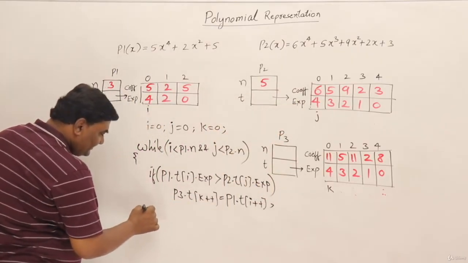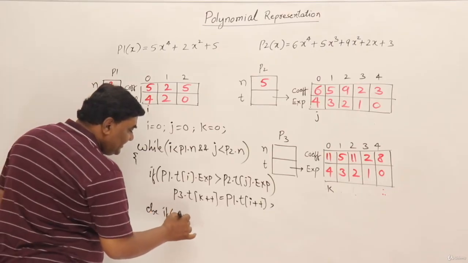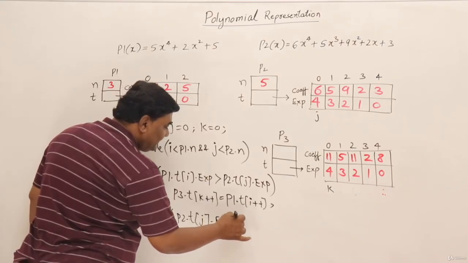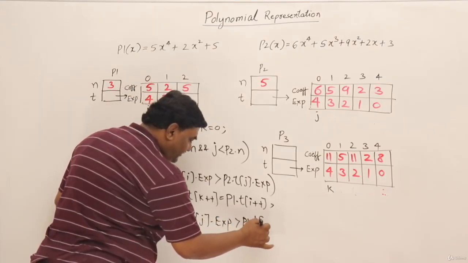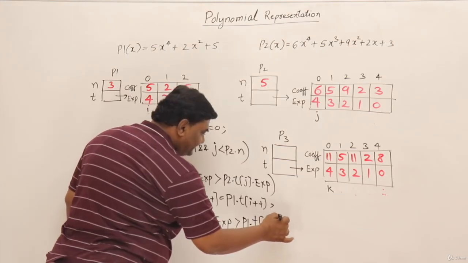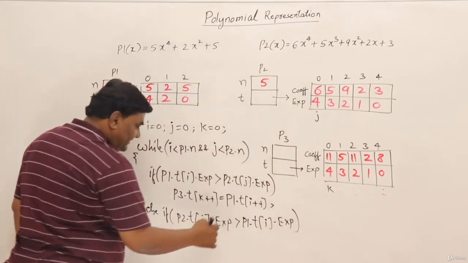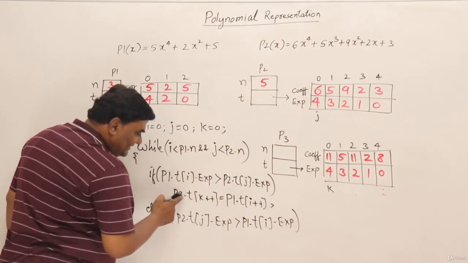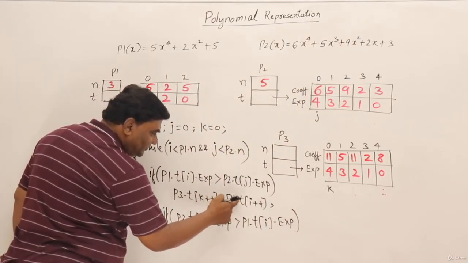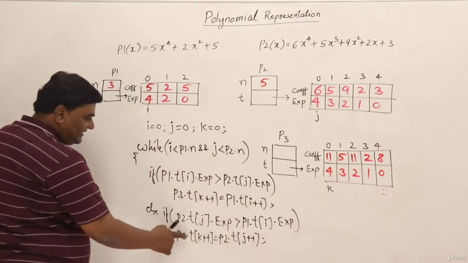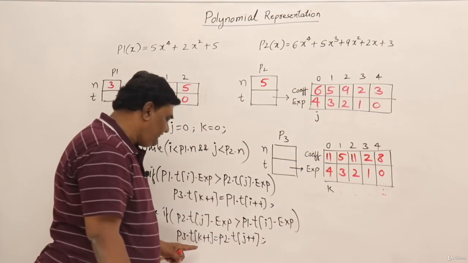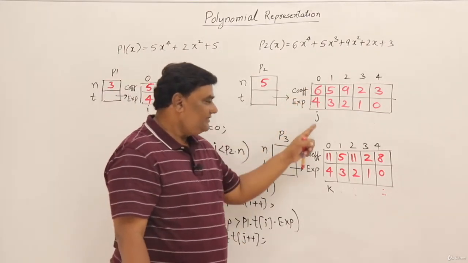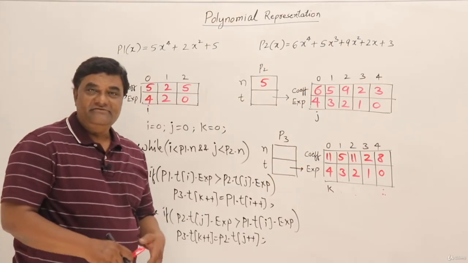So I should write the condition here. Else if p2.t[j]'s exponent is greater than p1's t of i's exponent, if that one is greater, then copy this term into this one. Just like the same statement, instead of p1 I should say p2 and j plus plus. So here I have written p3's t of k plus plus, copy p2.t[j] plus plus. So this term will be copied here. The last thing, final else.